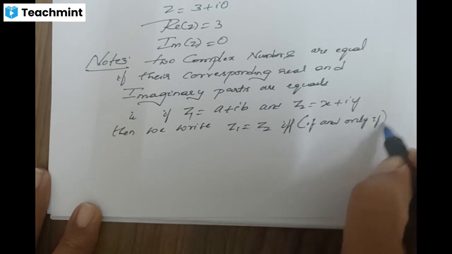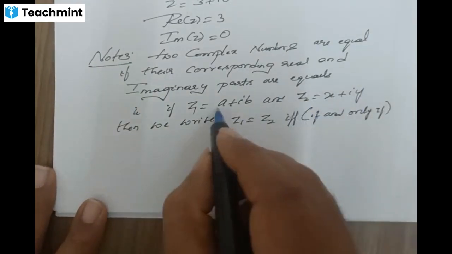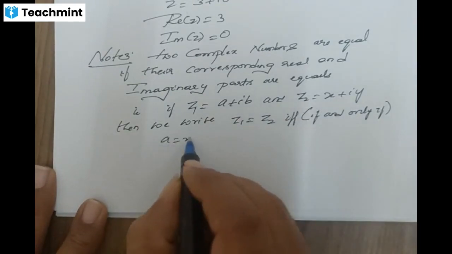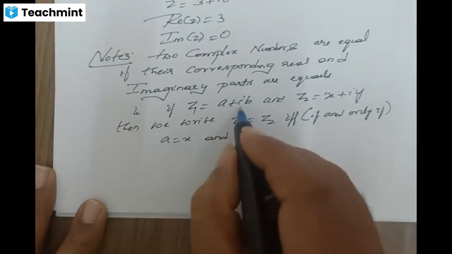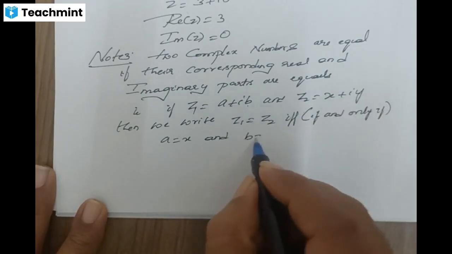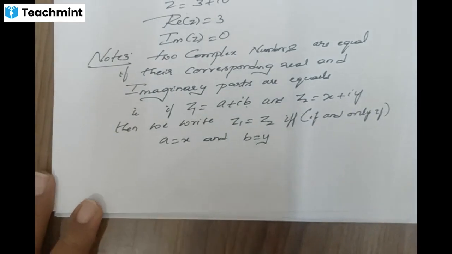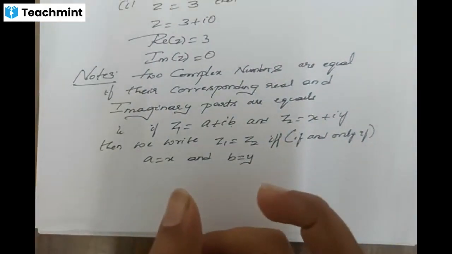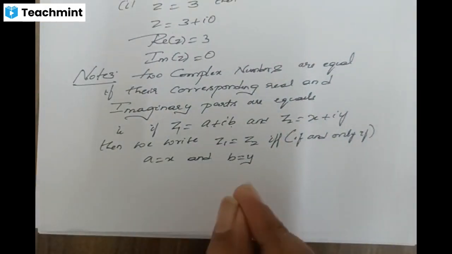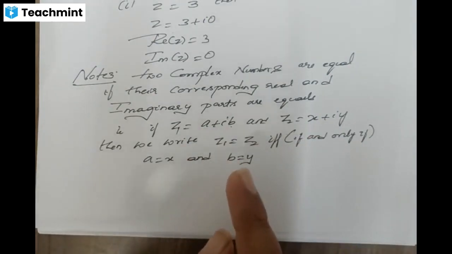So what is that? The corresponding real parts are equal, if and only if. What is the real part? It means a is equal to x, and the corresponding imaginary part, the i coefficient, is b here and y there, that is b is equal to y. So what does that mean? The two complex numbers are said to be equal if and only if the corresponding real parts and imaginary parts are separately equal.